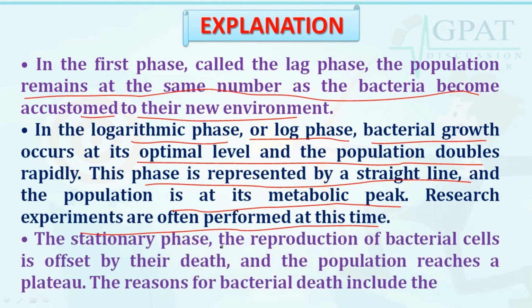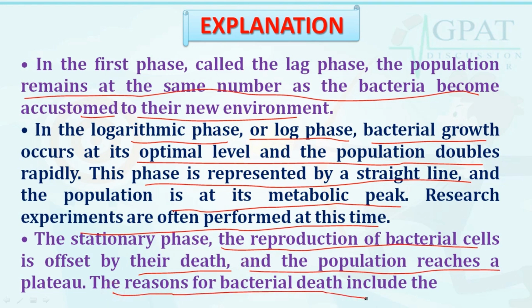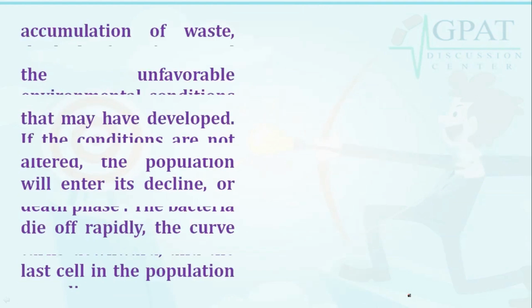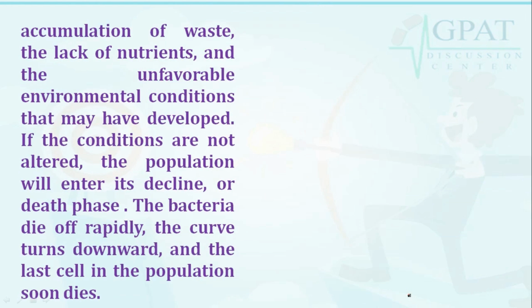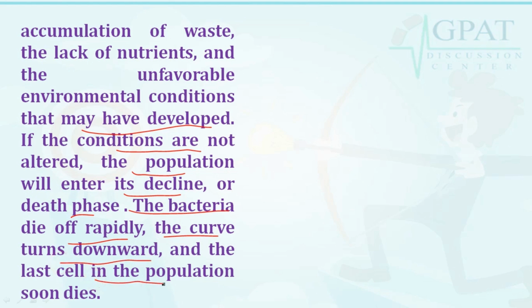Next, stationary phase. In this phase, the reproduction of bacterial cells is offset by their death and the population reaches a plateau. The reasons for bacterial death include accumulation of waste, the lack of nutrients and the unfavorable environmental conditions that may have developed. If the conditions are not altered, the population will enter its decline or death phase. The bacteria die off rapidly, the curve turns downward and the last cell in the population soon dies.